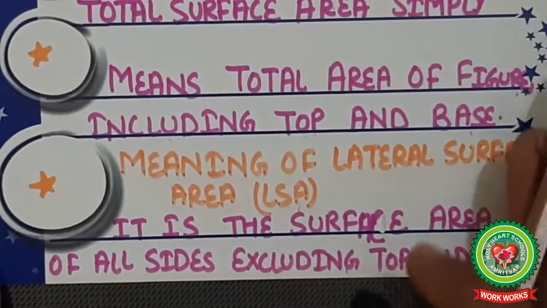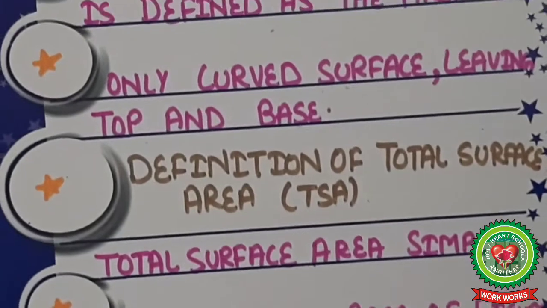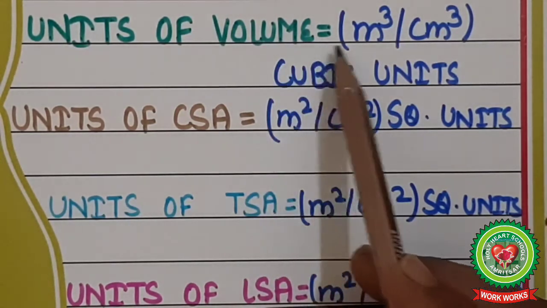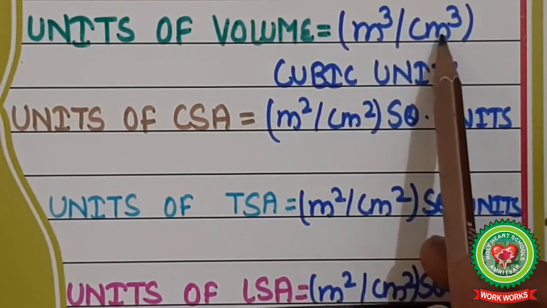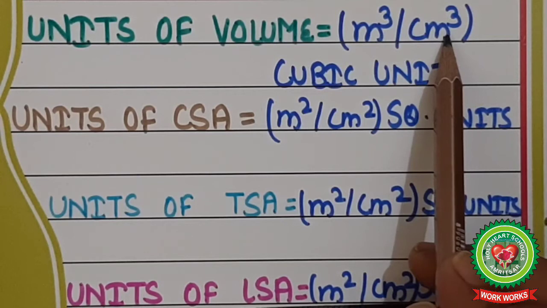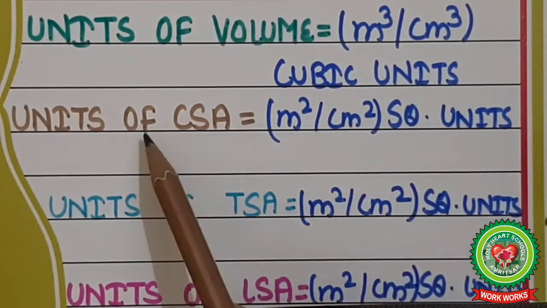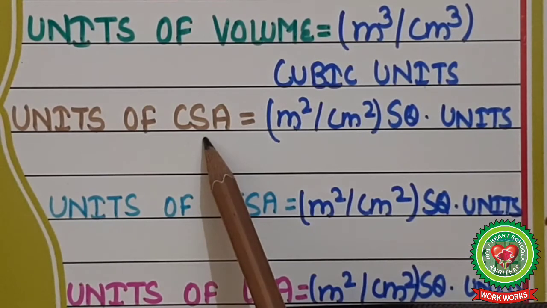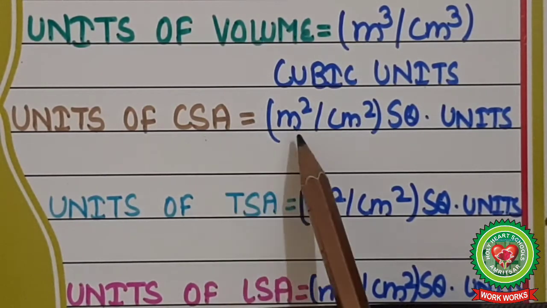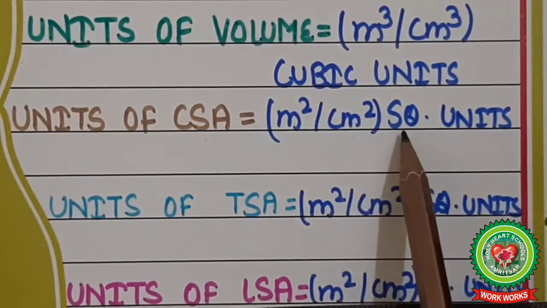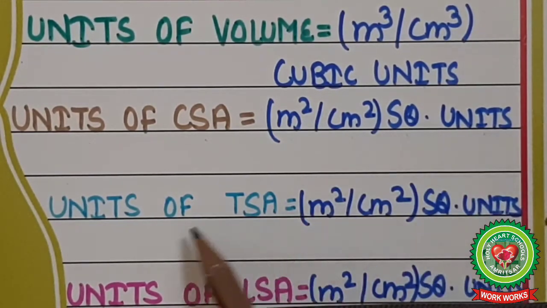Now children, we will do the units of volume. Now what are the units of volume? Units of volume are meter cube or centimeter cube, or we can say its units are cubic units. Units of curved surface area. Curved surface area units are meter square or centimeter square, or simply we can say square units.